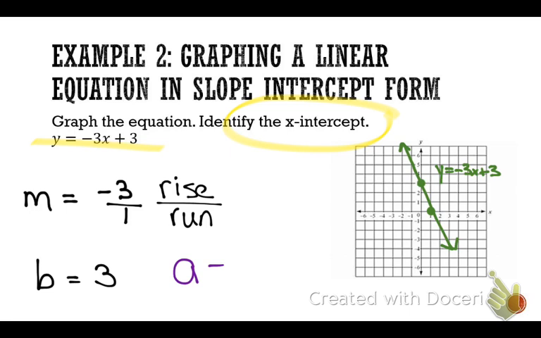All right? We have to identify now the x-intercept. After we have graphed it, we need to look at the line that is graphed. At what value does the line cross the x-axis? 1. A value of 1. So you would say x-intercept is 1.